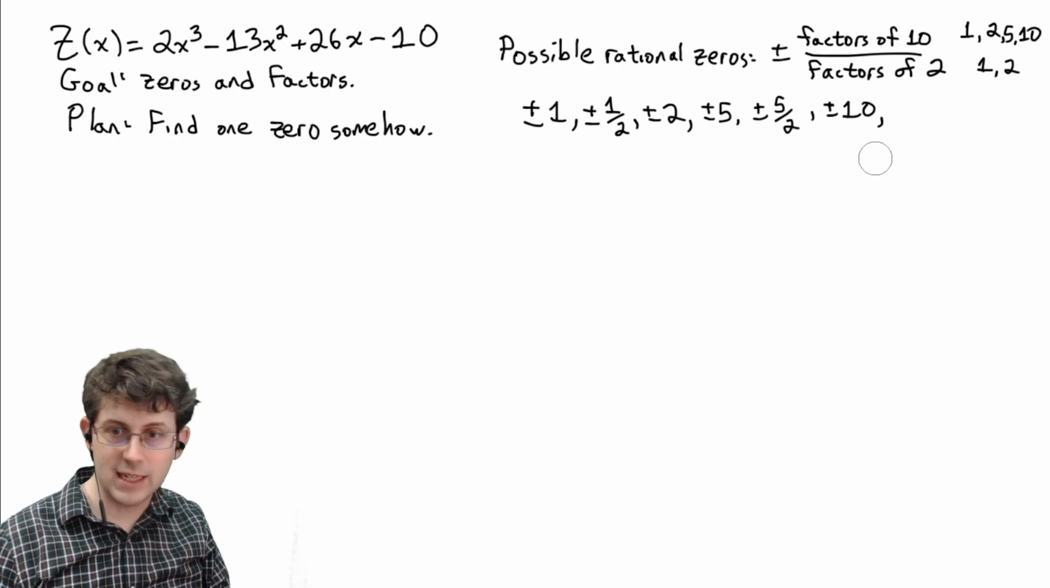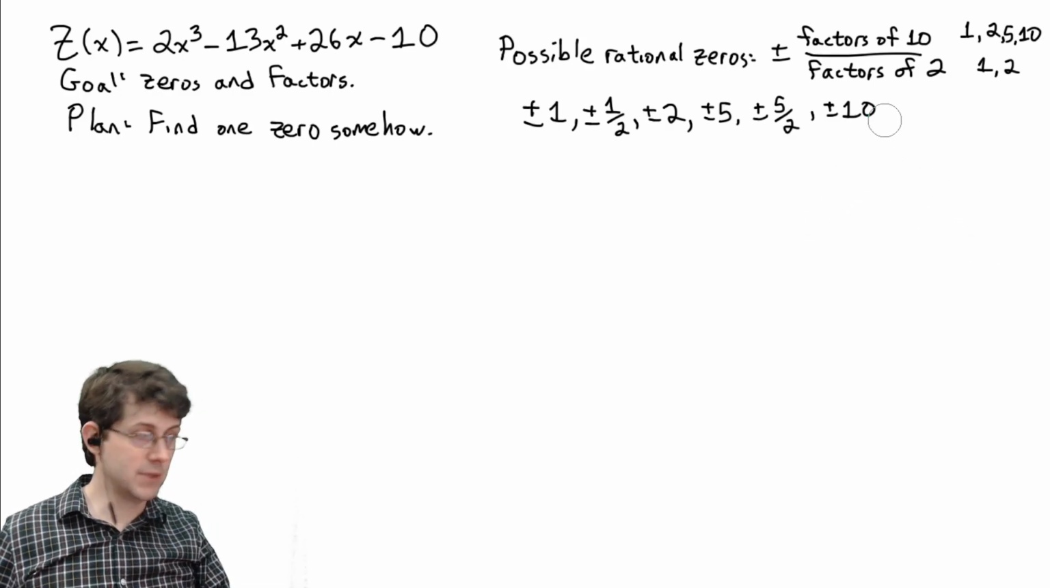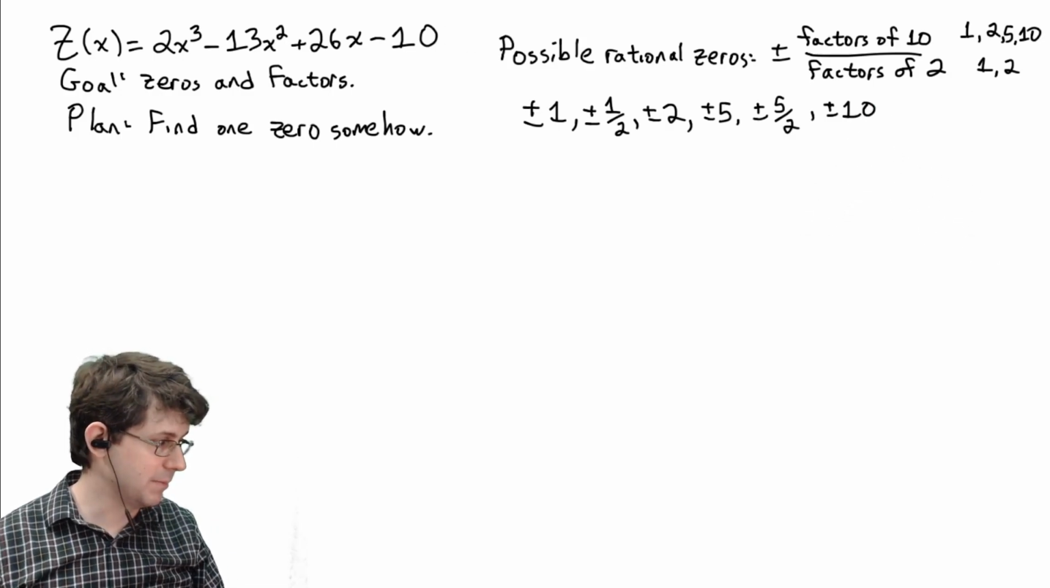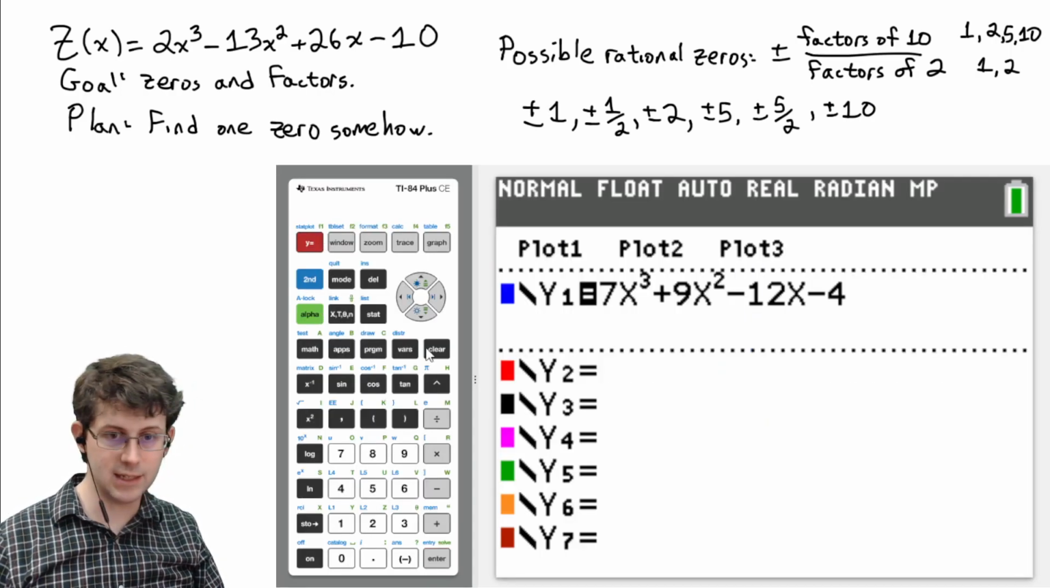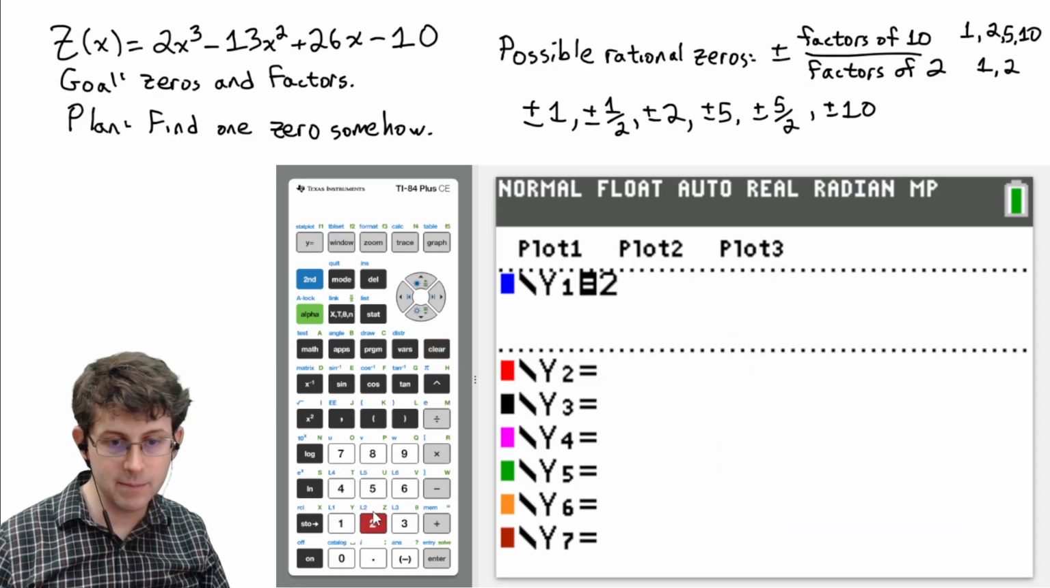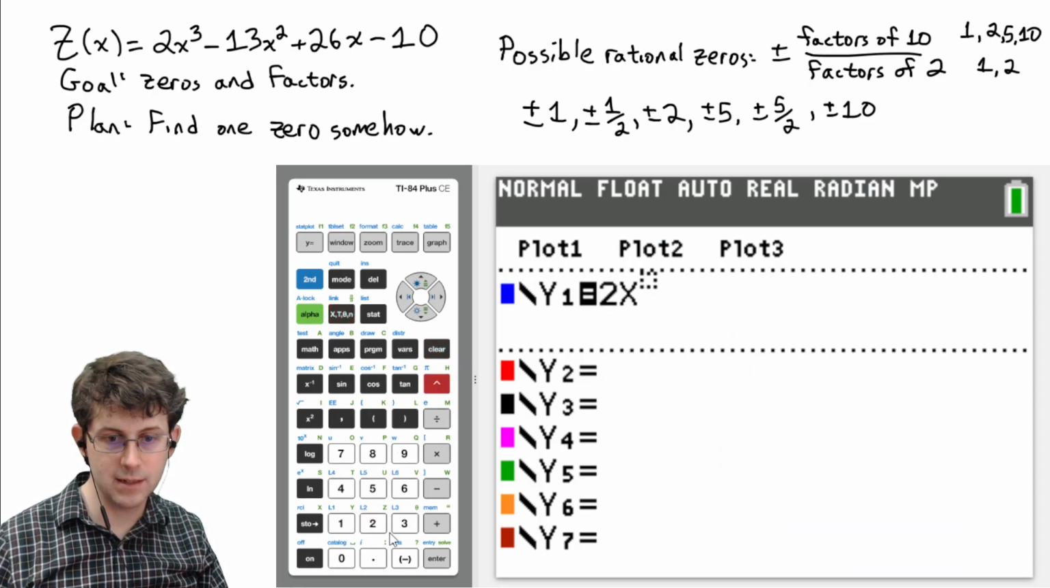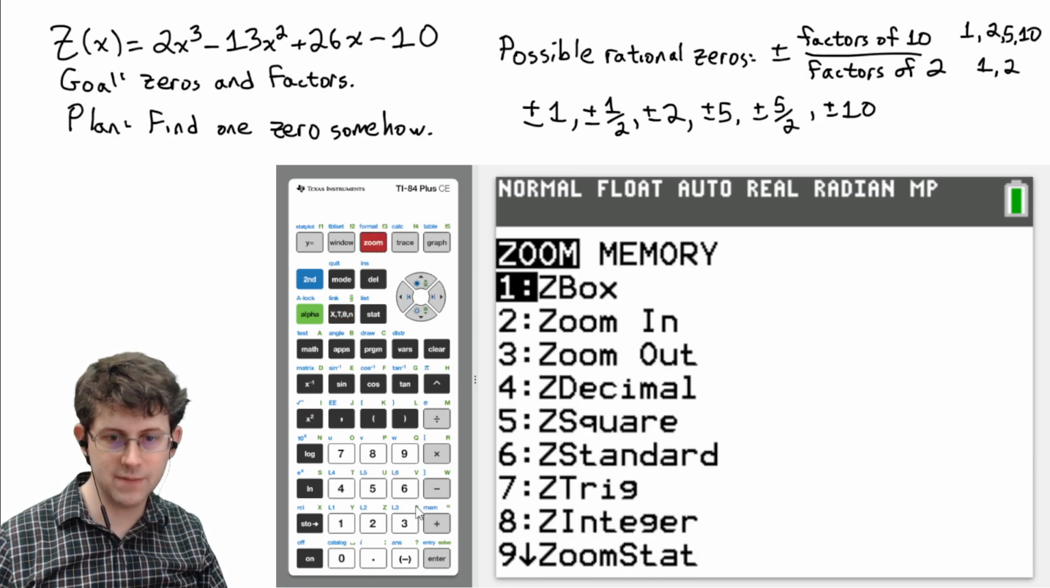I'm not plugging in all 12 of these numbers, no way. I'm going to ask the calculator to help me. So let me pull out my calculator again, go to y equals, and clear out my old polynomial, make room for the new polynomial. 2x cubed minus 13x squared plus 26x minus 10. Again, I'll ask it for a standard window.